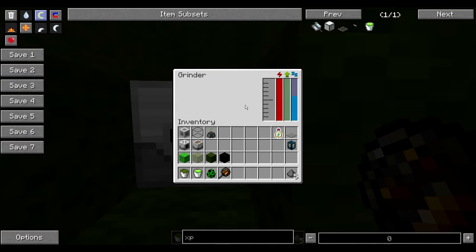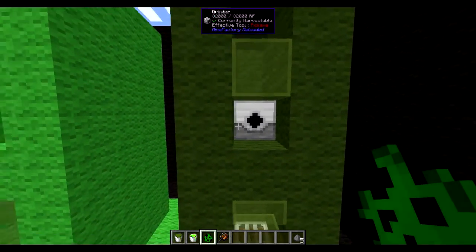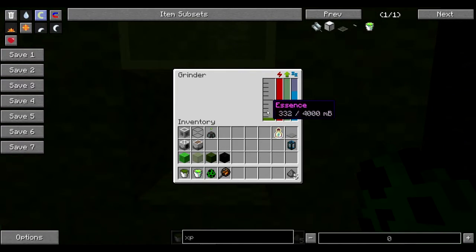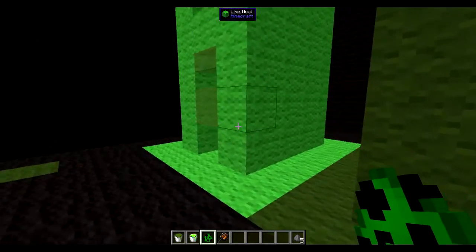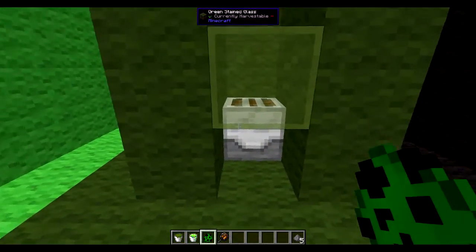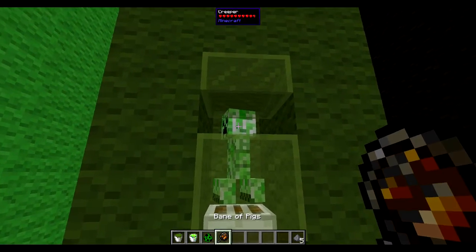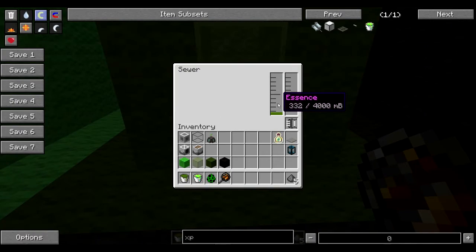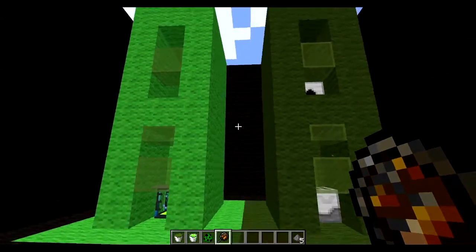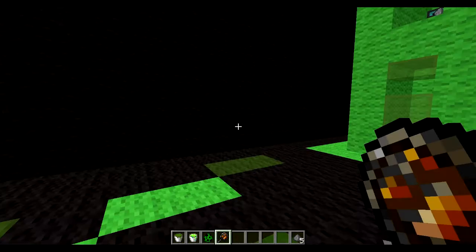So we have the grinder from Minefactory Reloaded. This is one of the ways you can generate mob essence. For example, if we place a creeper down here and let the grinder kill it, that should yield 332 mob essence. If we do the same thing with a sewer, that is more like the XP drain, but in one block with its own internal tank, we can place the creeper in here and kill it. That will also yield 332 mob essence. So those are the 4 most easily used ways to generate the 2 types of liquids.